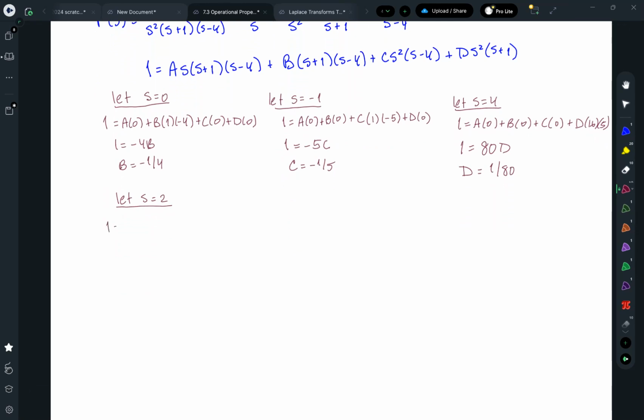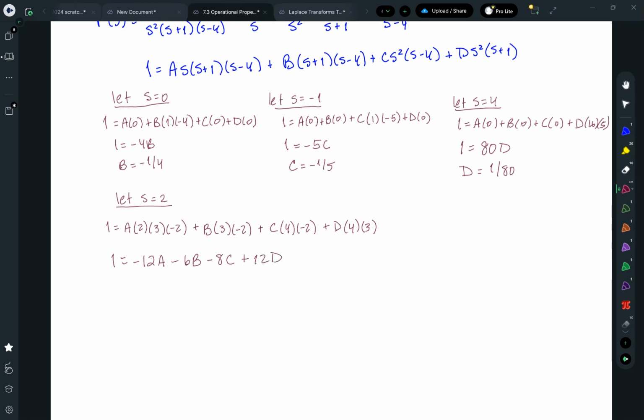So then I get 1 is equal to A times 2 times 3 times -2 plus B times 3 times -2 plus C times 4 times -2 plus D times 4 times 3. So I just plugged in 2 and simplified, but now I'll do those multiplications out. Here I get 1 is 6 times -2, which is -12A, minus 6B, minus 8C, plus 12D.